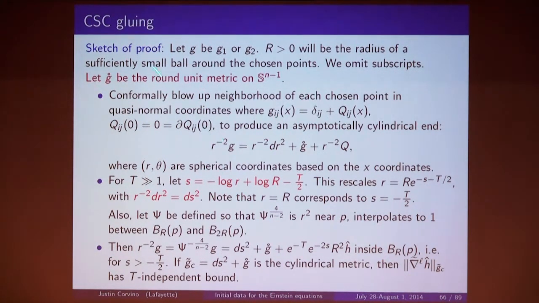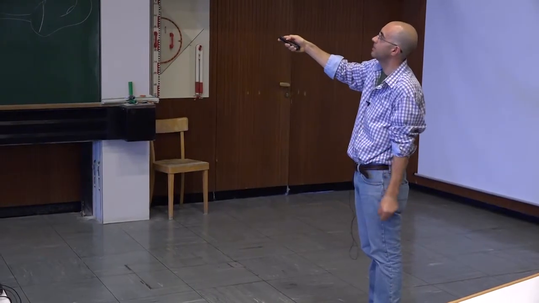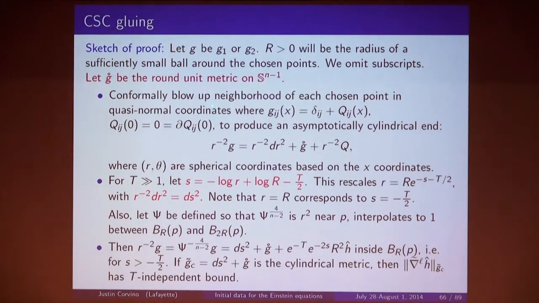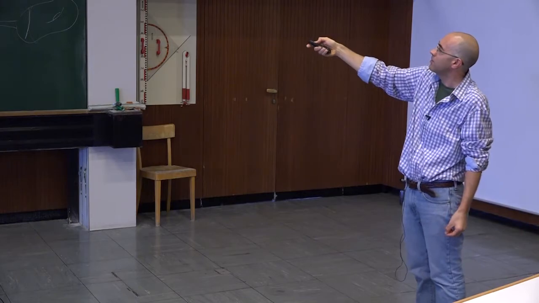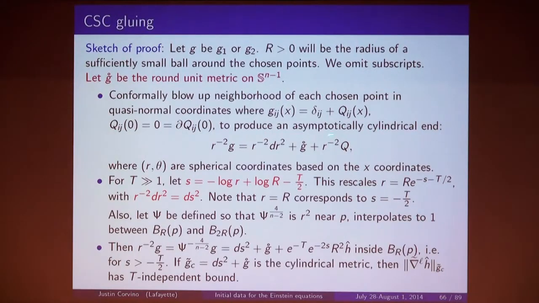So it's like D big omega squared, maybe. So what you do is you go to normal coordinates. In normal coordinates, the metric looks close to flat. So it's basically dr squared plus r squared times the metric on the sphere. Then you blow up your metric by multiplying by r to the minus 2g, where r is the distance to the point. And when you do that, you produce something which is asymptotically cylindrical.